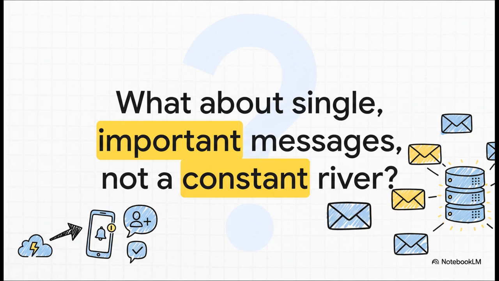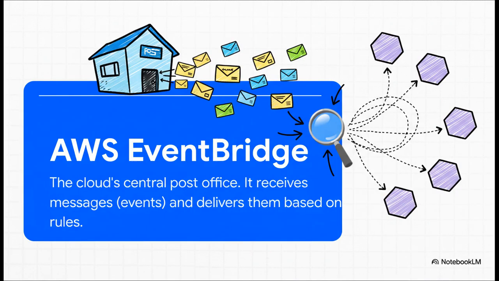But what about those distinct individual events, things that happen just once and need to be acted on right away? For example, a new user just signed up event, or a notification that says your package has been delivered. You don't need a whole river for that. You just need a message, a notification. For that job, we have AWS EventBridge.